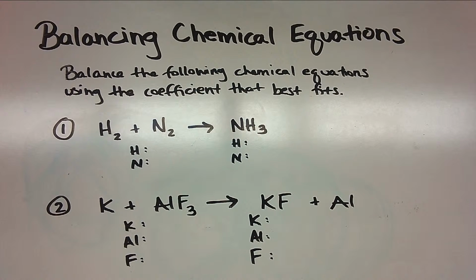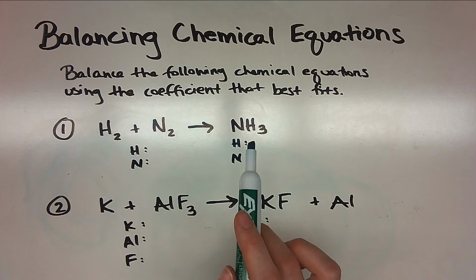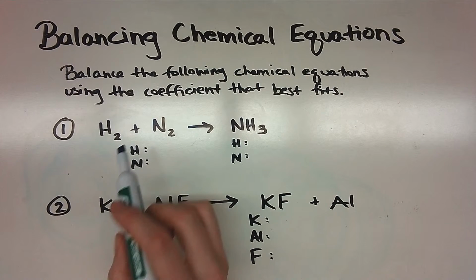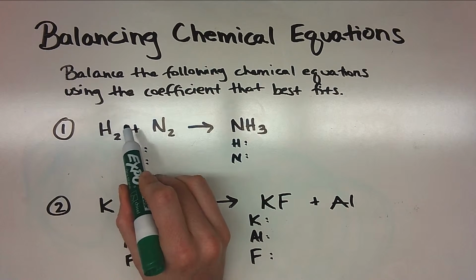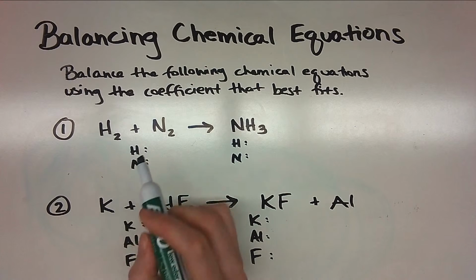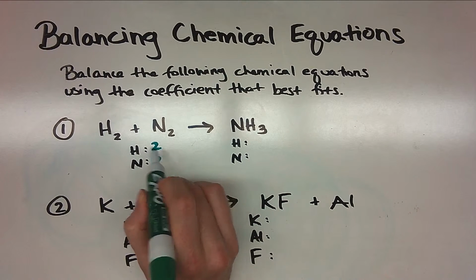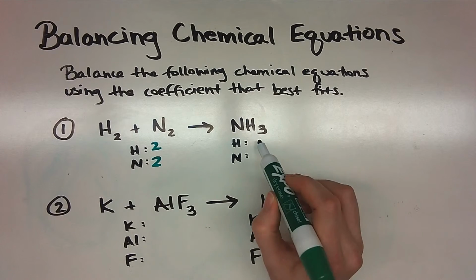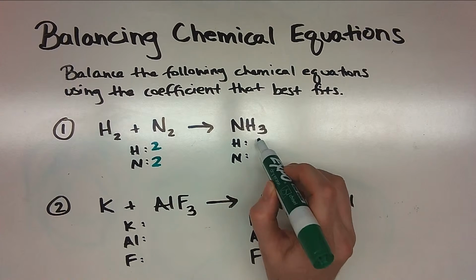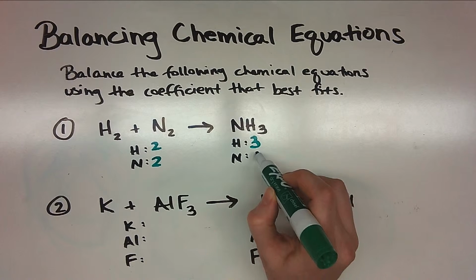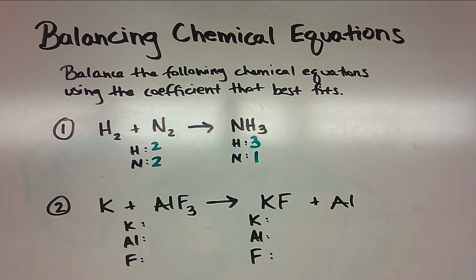All right, so our first step in doing these problems after we have it written out is to count the number of atoms of each element on our reactant side and our product side. So remember that your subscripts will tell you how many atoms that you have. So I have 2 hydrogens, 2 nitrogens on my reactant side. On my product side, I have 3 hydrogens and just 1 nitrogen.